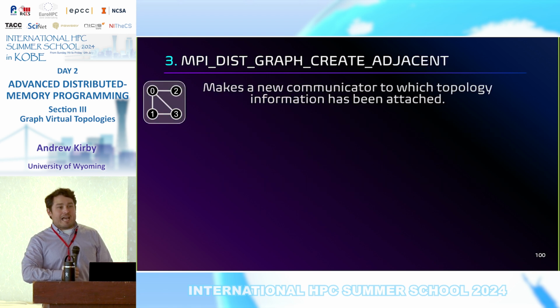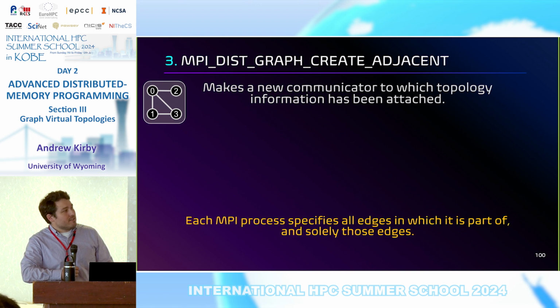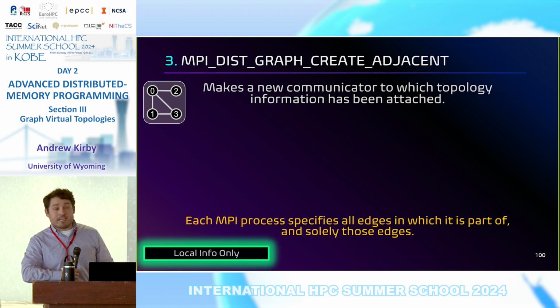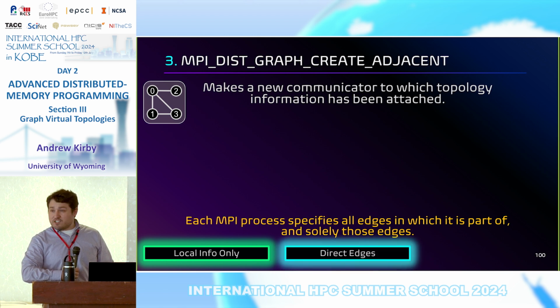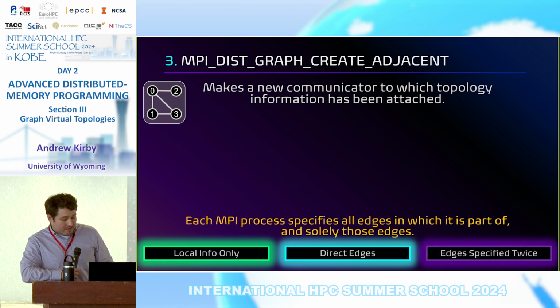So let's look at the actual logical one, as you guys have already alluded to, which is adjacent. Same graph, but now each MPI process is actually responsible for its edges, and solely those edges. So local information only, which is great. Directed edges, and then what happens though is we have redundancy, in the sense where if there's a connection, you can have an edge listed twice. So there's kind of redundant information being stored in this thing.